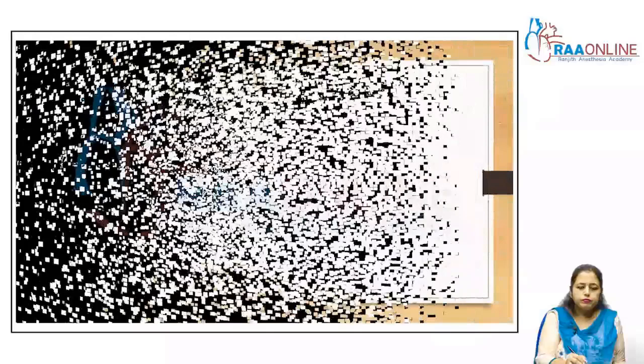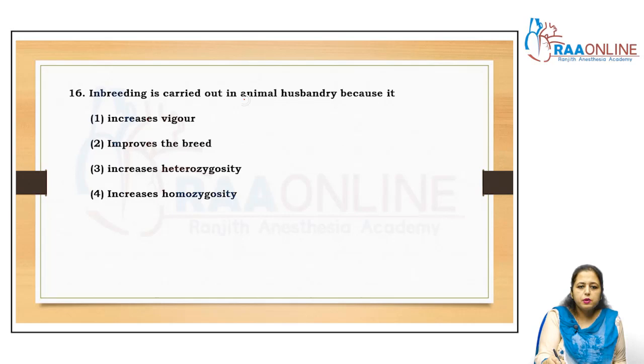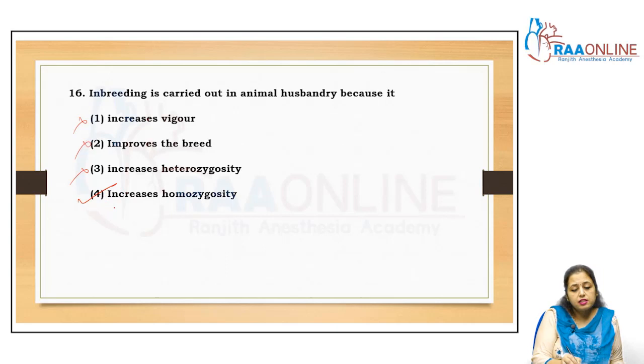Inbreeding is carried out in animal husbandry because it increases the vigor, improves the breed, increases the heterozygosity. No, it increases the homozygosity, because we are talking about inbreeding, that is breeding within the same species, right? So there is no difference. That is also the line of the NCERT actually. So it increases the homozygosity. Clear? Come to the next.